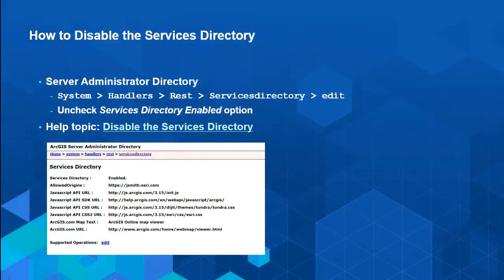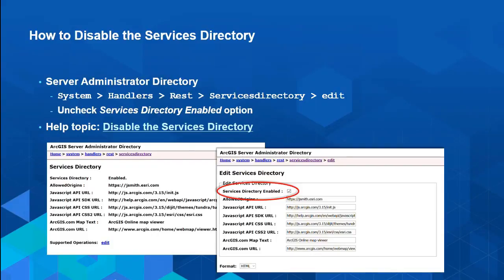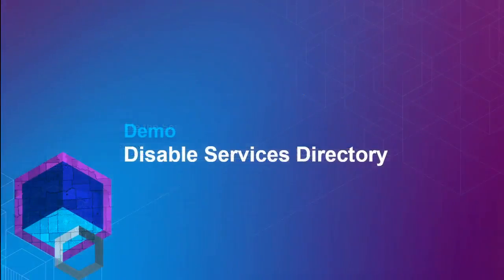So disabling the services directory is a relatively easy change. It's just a checkbox. It's a configuration modification of the REST handler section in the administrator directory. It's a very easy two-way street. You disable it, you save it, and it'll no longer render. If it becomes a huge problem, you have lots of users that are really into using it, you can turn it back on. Just understand that comes at some risk. And I'll go ahead and turn it over to Jeff for a demo on how to do that.